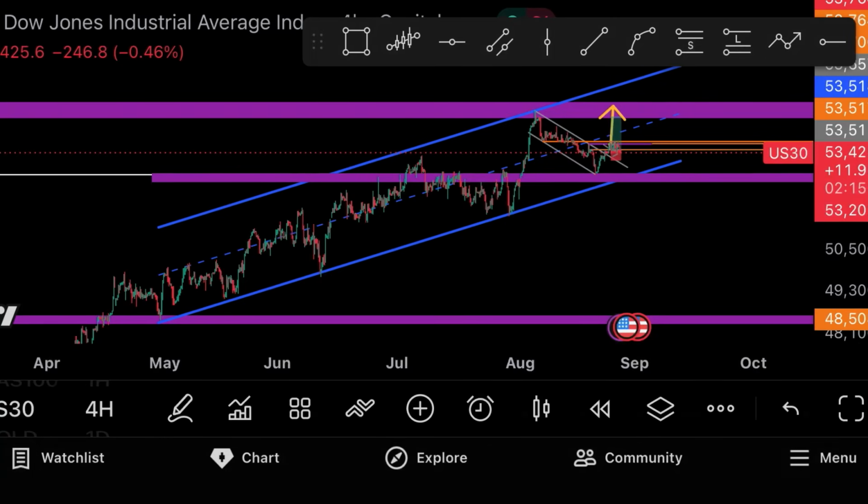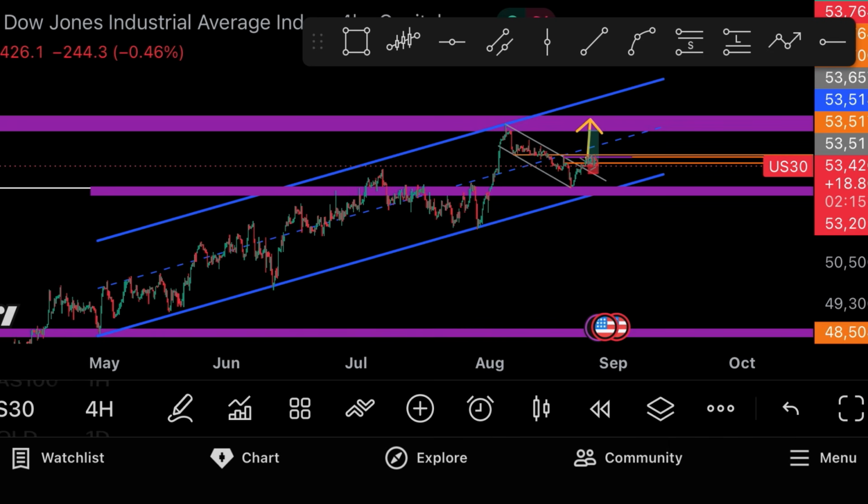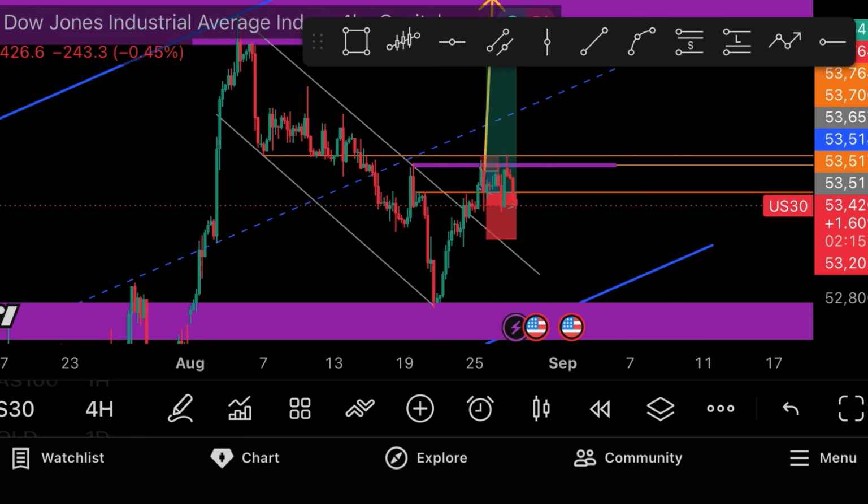Then without wasting any time, let's get down to business. Guys, let's start on US30, right? Since the take profit hit on Nasdaq, let's focus on US30 and gold, right? Because this doesn't look good.